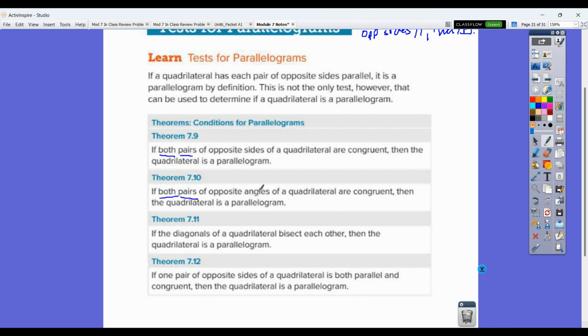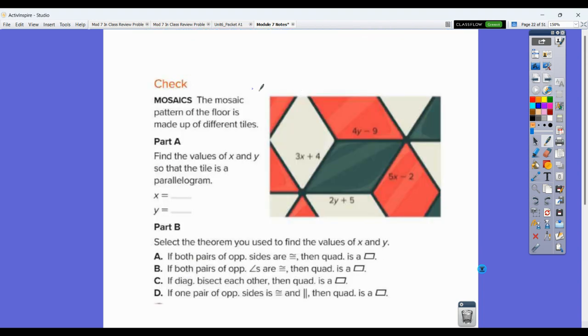If both pairs of opposite angles of a quadrilateral are congruent, then it's a parallelogram. If the diagonals of a quadrilateral bisect each other, so it's not just that one bisects the other, then the quadrilateral is a parallelogram. And if one pair of opposite sides of a quadrilateral is both parallel and congruent, then the quadrilateral is a parallelogram. So those are all the ways that you can prove that, and we're going to go through a few of those here.